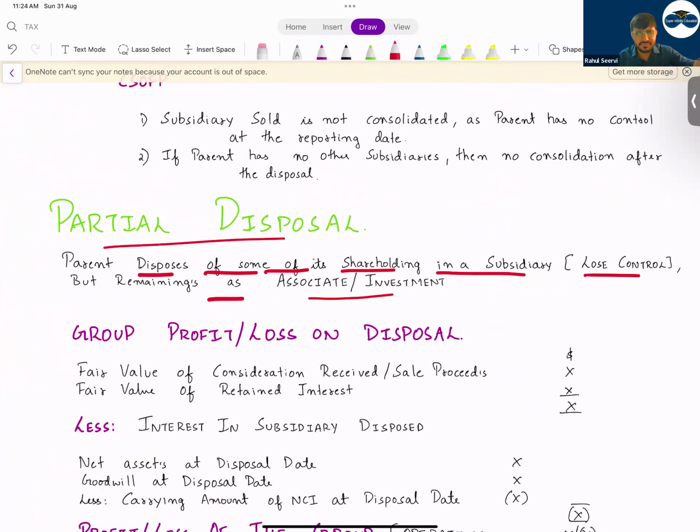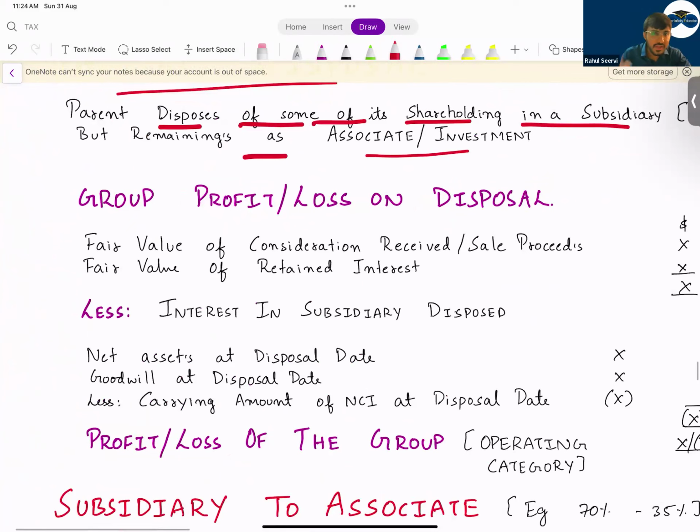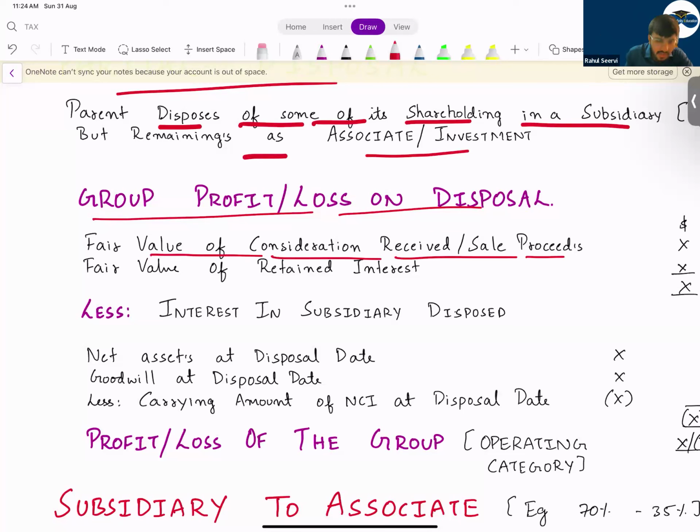Then we'll come to what? Your control to control. Then now what is the thing, sir? Group profit or loss. We are calculating for group. For individual books, I've already mentioned: take the carrying amount and take the sale proceeds. Done. Now see here, fair value of the consideration received, sale proceeds.